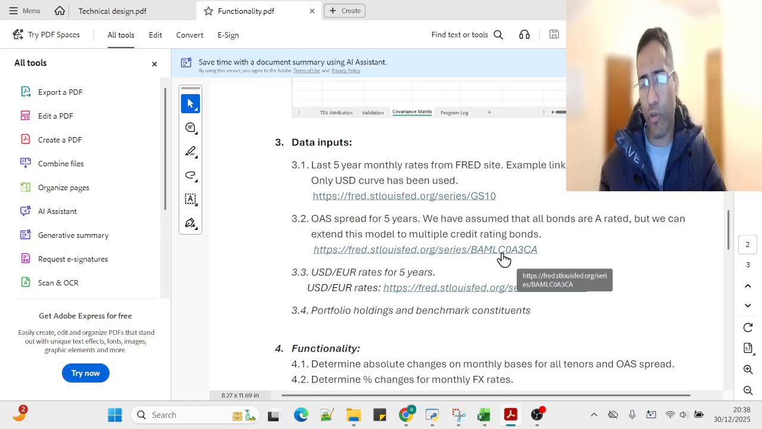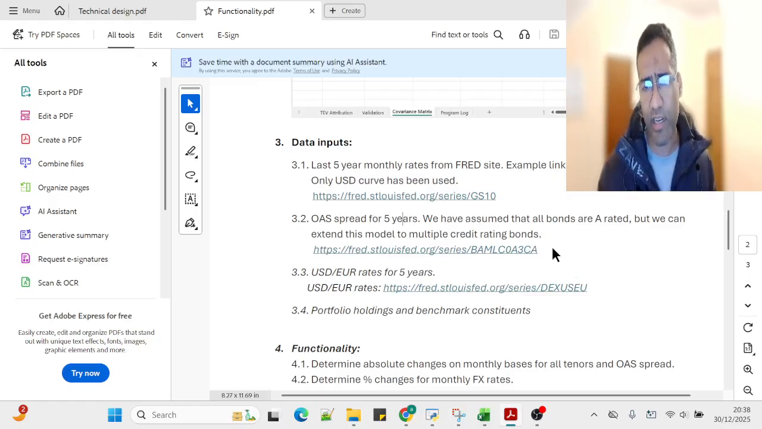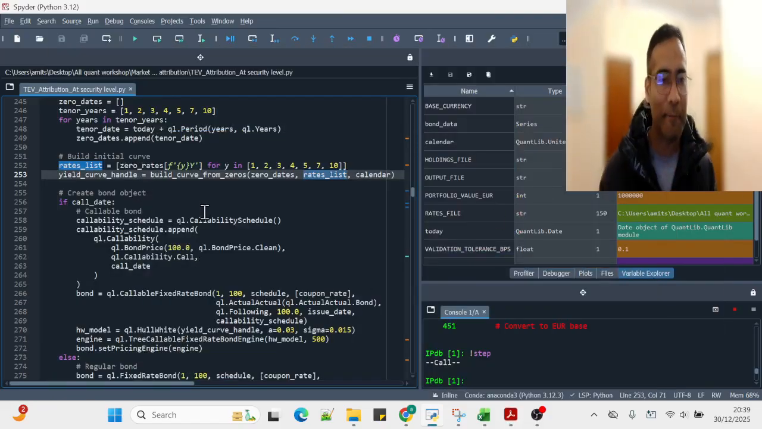And this link is for A-rated bonds. There are also double B rated bonds, triple B, high yield, triple A. So there are separate links for that. You can get OS spread, which is published by the Federal Reserve actually. It is very good free data. You can use it in your experiments. And FRED also provides you FX rates. Is that not awesome? All this is free data, good for experiments and learning.